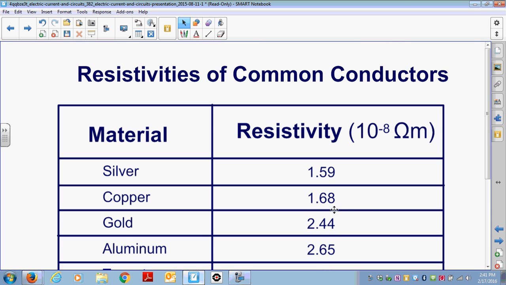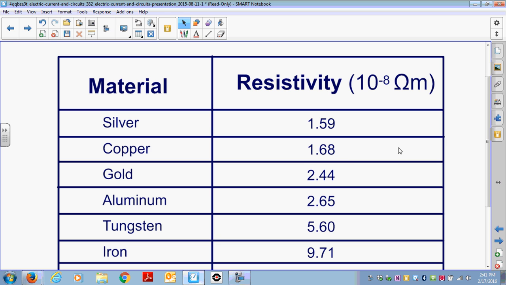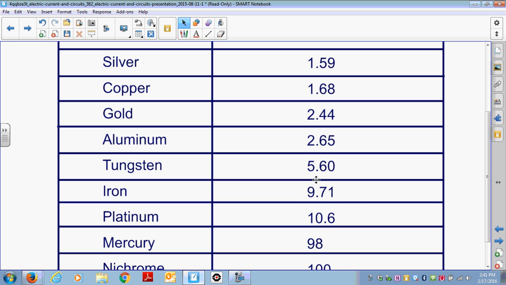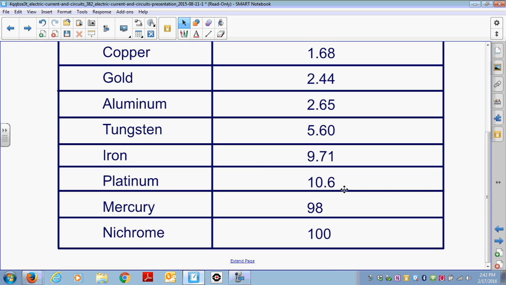Okay, so here are some resistivities of common conductors. Notice that these are all times 10 to the minus 8 ohm meters. Here we have copper at 1.68, gold, aluminum. Here we have iron at 9.7, platinum at 10.6, mercury 98, nichrome is 100.